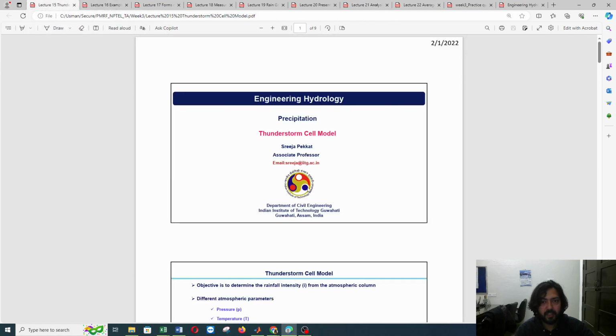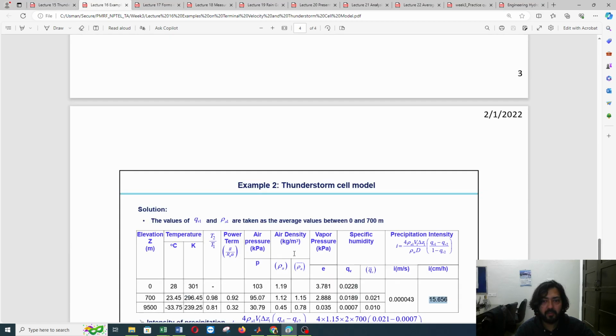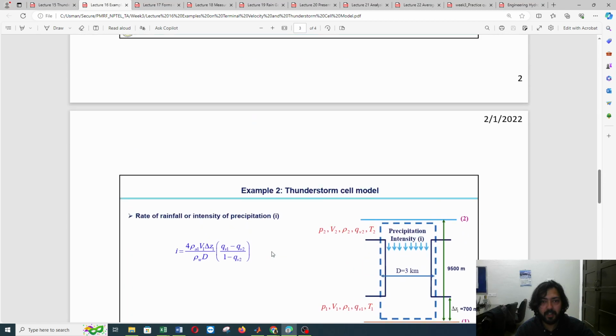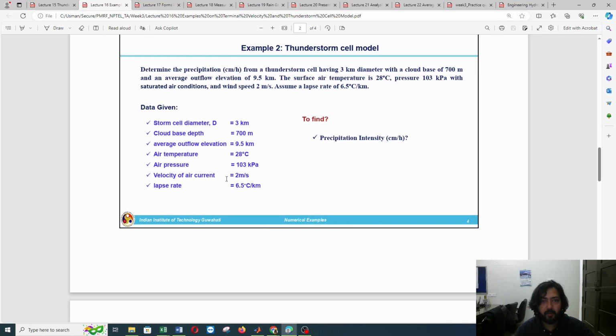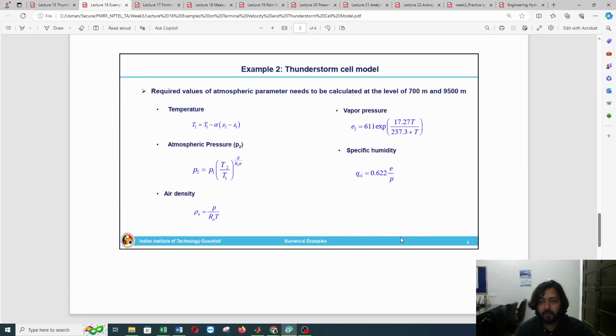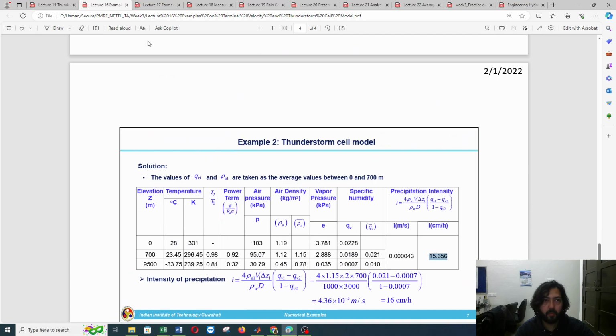So let us check once again whether we have covered everything. We started with the thunderstorm cell model, where we discussed the intensity of rainfall, like how using the thunderstorm cell model we can calculate the intensity of rainfall. Then we looked into an example where we calculated the parameters at the ground scale as well as at elevations of 700 meter and 9500 meter, and then we took the average of the intensity of rainfall and got the answer.